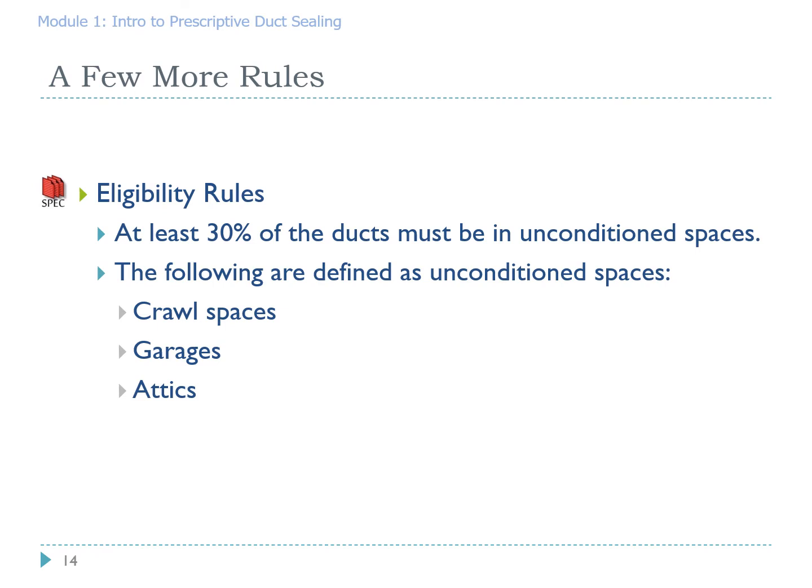Just one more rule. As mentioned in previous slides, it's only sealing ducts that are outside the conditioned space of the house that results in actual energy savings. As a result, to be eligible for this program, at least 30% of the ducts must be in unconditioned spaces. The following areas are defined as unconditioned spaces: crawl spaces, garages, and attics.